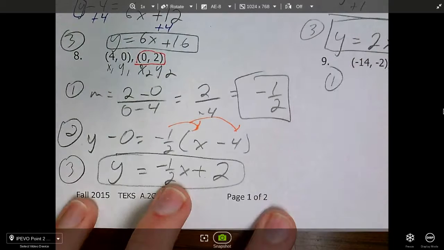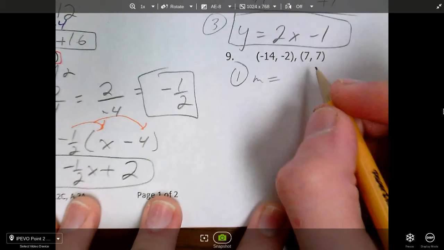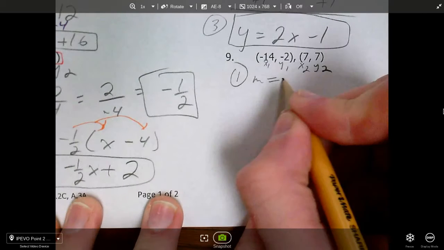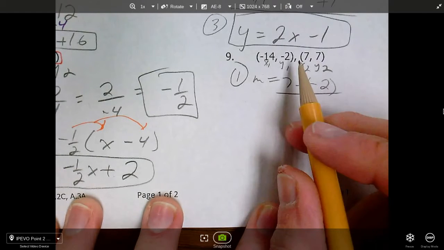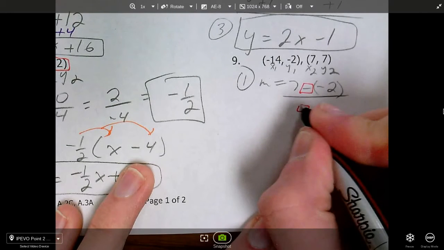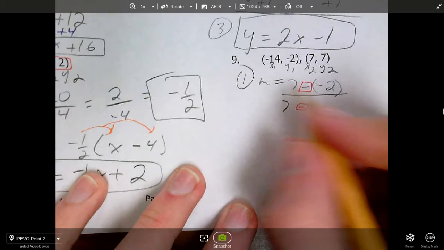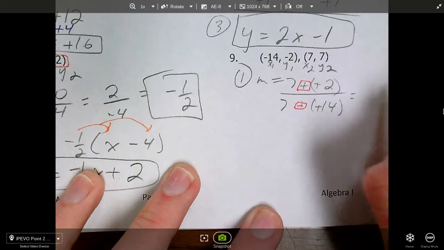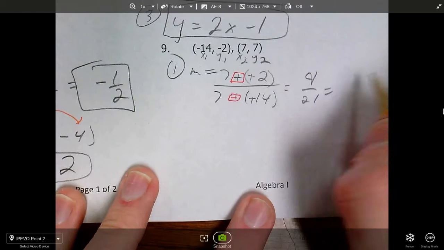All right, number 9. We get the same steps. Slope. So we get x1, y1, x2, y2. So let's see, that's 7 minus negative 2. Should keep track of the negatives there. 7 minus negative 2. As I pointed out earlier, you automatically have a minus sign right there. And then now we've got x2 minus x1, negative 14. So this ends up being a double negative, so we get 9 over 21. And if we reduce that, if 3 goes into both of those, that becomes 3 over 7.